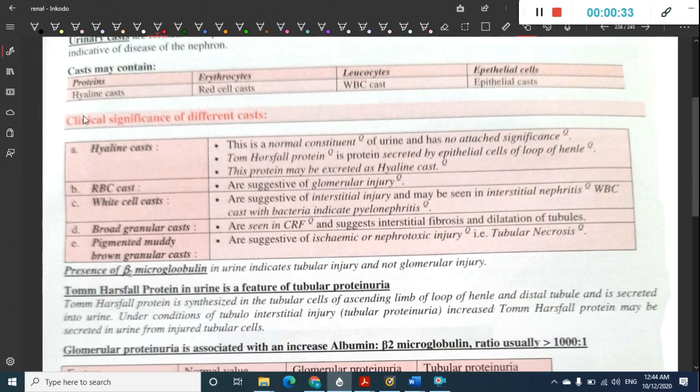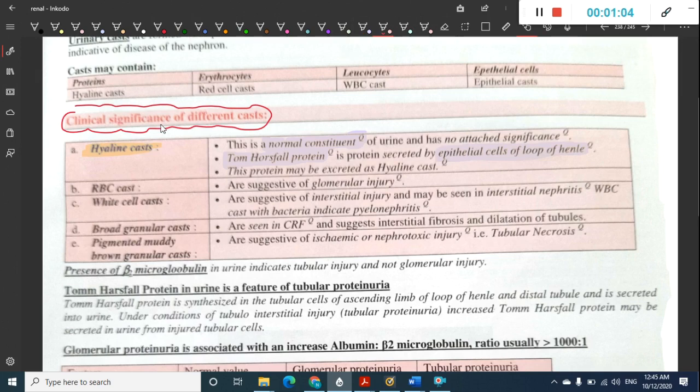Now the clinical significance of different casts. First we have hyaline casts. These hyaline casts are a normal constituent of the urine and are not attached with any significance. The hyaline cast is mainly produced by Tamm-Hirschfeld protein. This Tamm-Hirschfeld protein is mainly excreted by the epithelial cells of the loop of Henle, and this protein will secrete the hyaline casts.